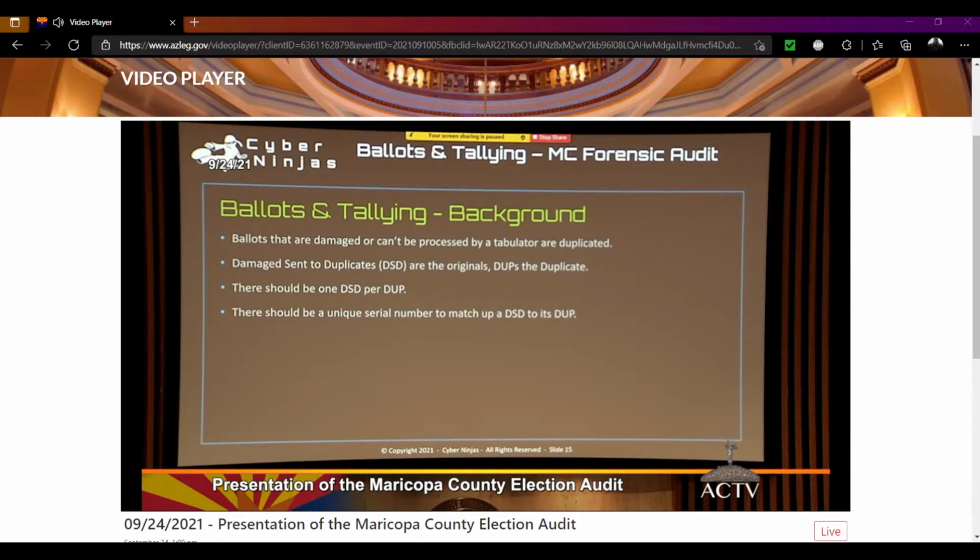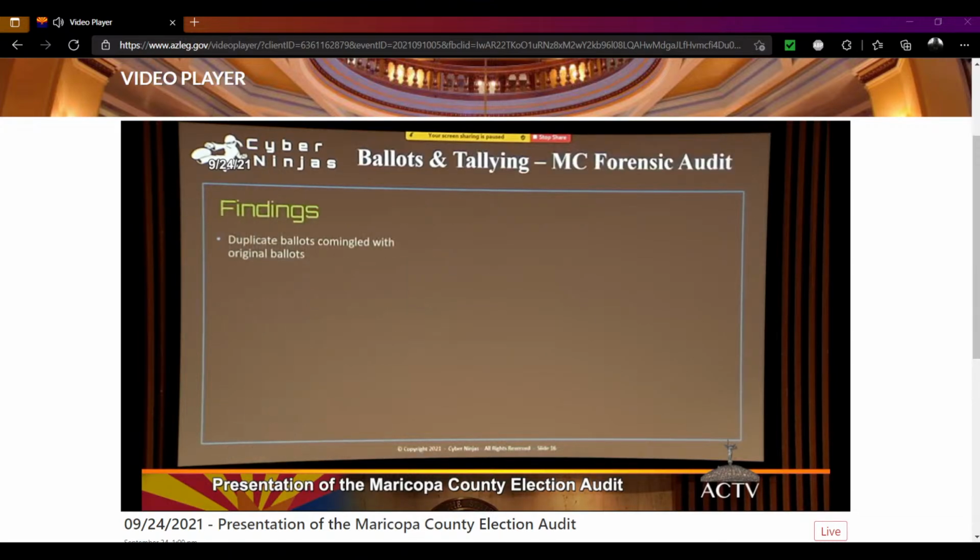And if you want to compare and make sure the duplication process was done correctly and that it actually represented the voter intent, you'd be able to easily match them up, and it'd be easier to handle from an audit standpoint. Duplicate ballots also should be stored separately from the original ballots so there's not confusion, and they don't get mixed up. So let's talk a little bit about those findings.